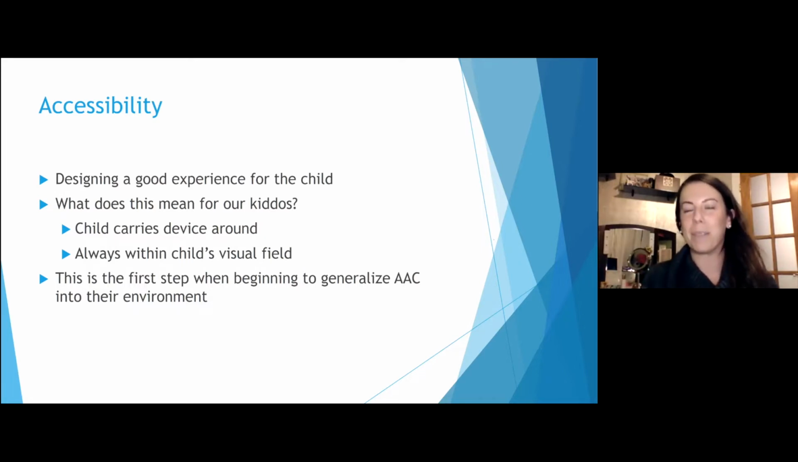It's great when I'm working with BCBAs and a behavior therapy team, because they are so great with discrete trials and they have a lot of hours with the child. They're able to work on this skill and get them carrying their device around so it becomes an extension of themselves.